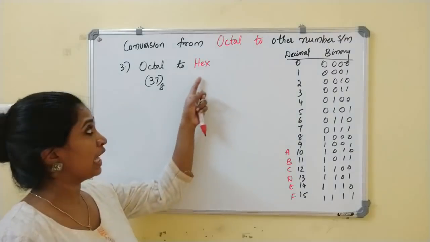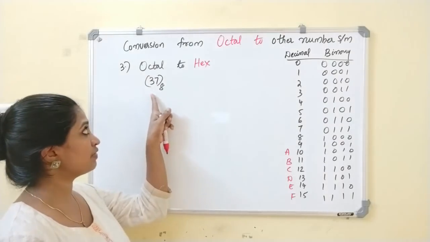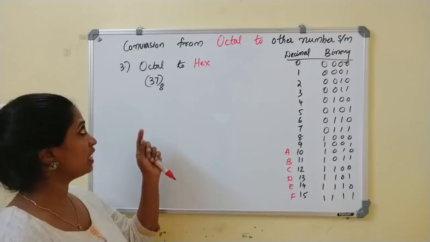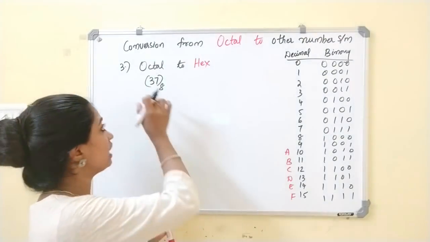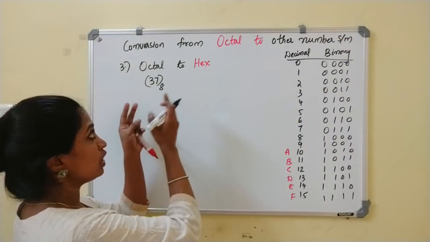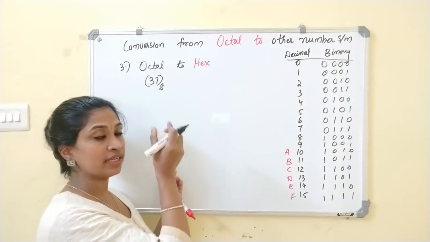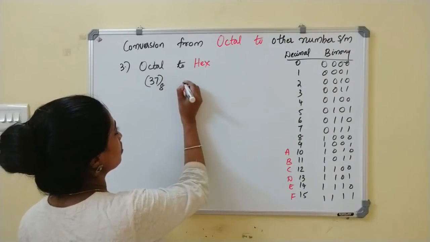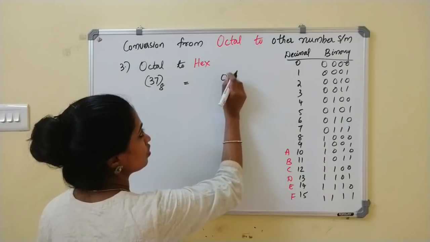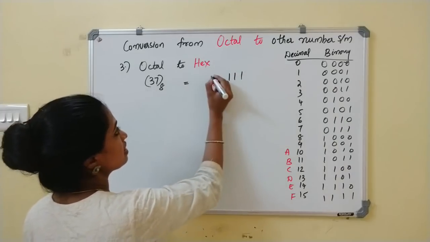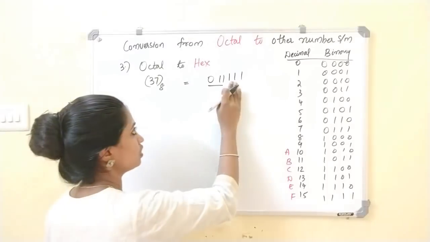Next is octal to hexadecimal conversion. We know that the base of octal is 8. So we have to convert 37 to hexadecimal. We have seen how to convert it to binary. That is, we have to write the 3-digit binary equivalent of each of these digits. So in order to convert octal to hex, we adopt the same procedure. First, we convert octal to its 3-digit binary equivalent. So the binary equivalent of 37: 7 is 1, 1, 1, and 3 is 0, 1, 1. This is the binary equivalent of the octal number 37.